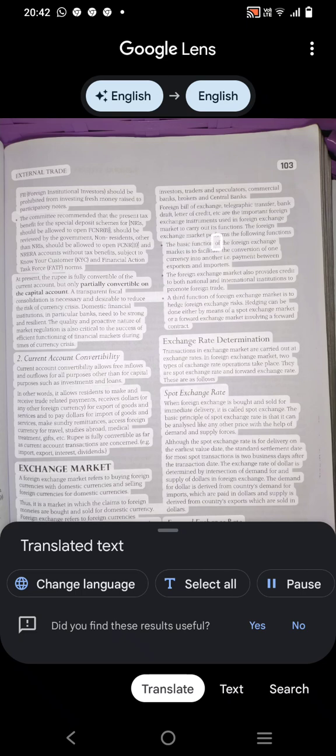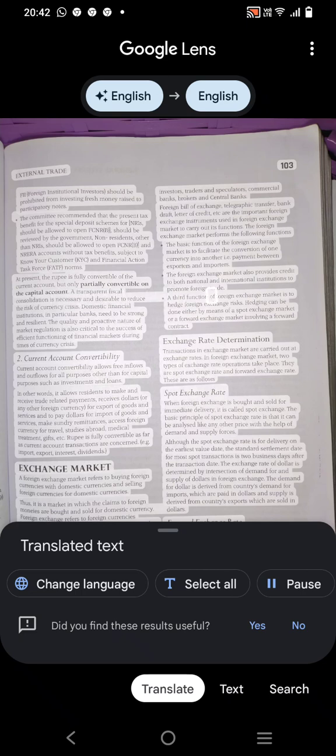The basic function of the foreign exchange market is to facilitate the conversion of one currency into another, and payment between exporters and importers. The foreign exchange market also provides credit to both national and international institutions to promote foreign trade.